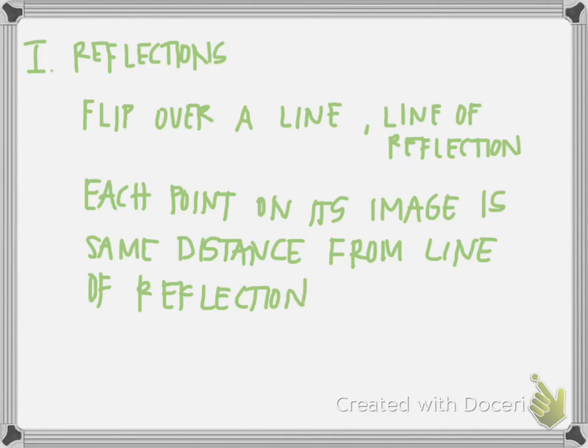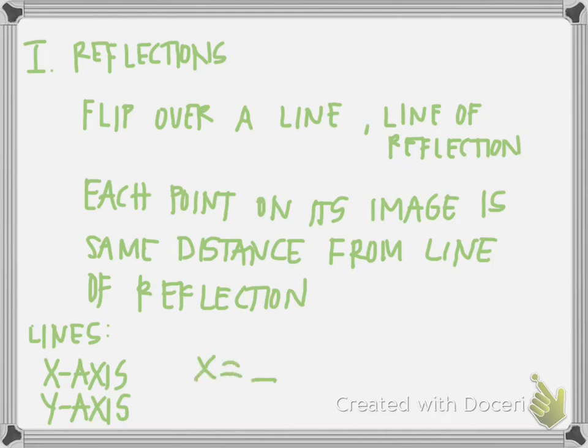Some possible lines of reflection are always across the x-axis or y-axis. You could do the x-axis or the y-axis. Could be a reflection across the x-axis or across the y-axis. It could be a vertical or horizontal line. So it could be a reflection of x equals some value or y equals some value.